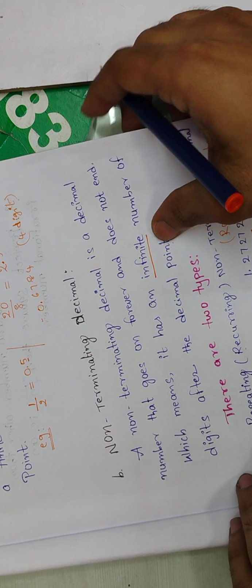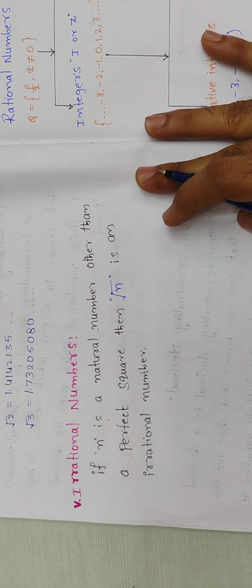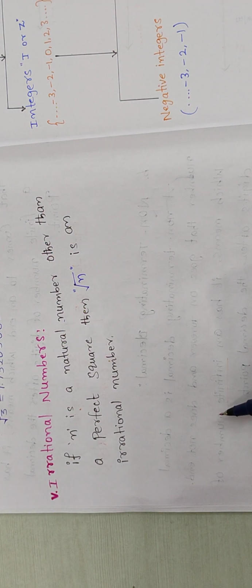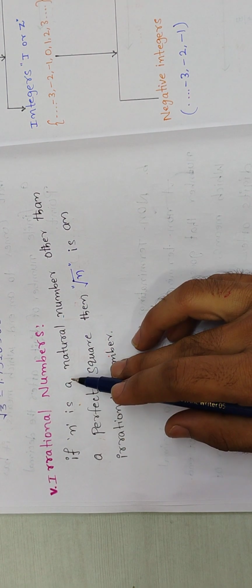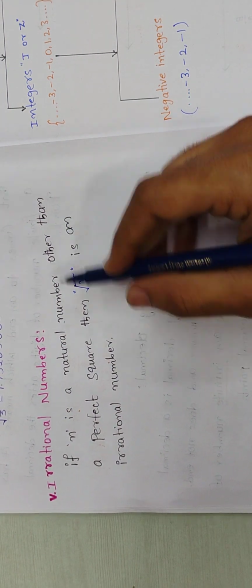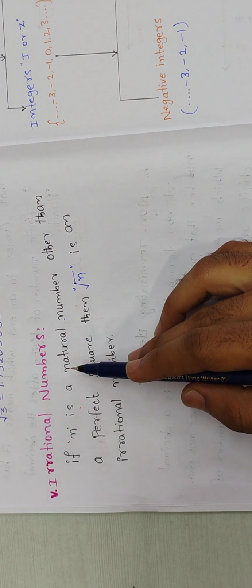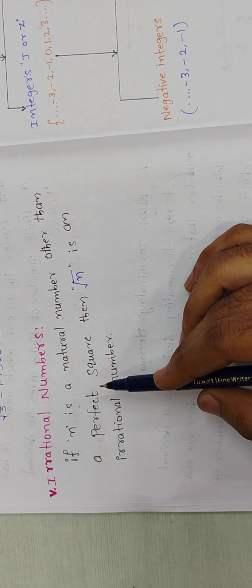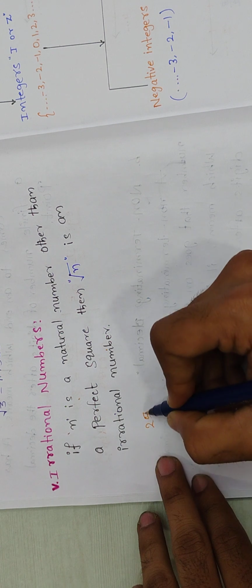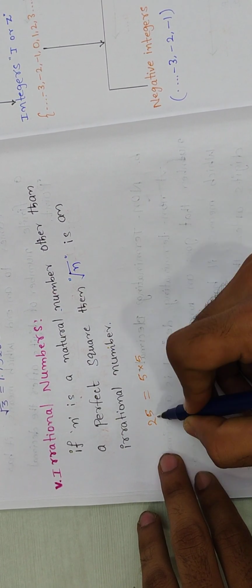Okay, now look at the irrational numbers. What are irrational numbers? For example, if n is a natural number, any natural number other than a perfect square. What is a perfect square? For example, if you look at 25, we can write that as 5 into 5. So it is a perfect square.